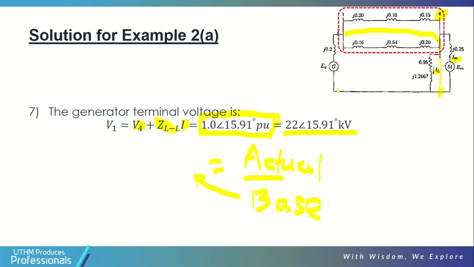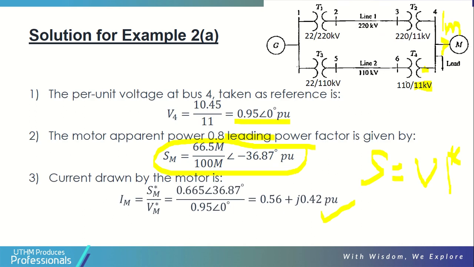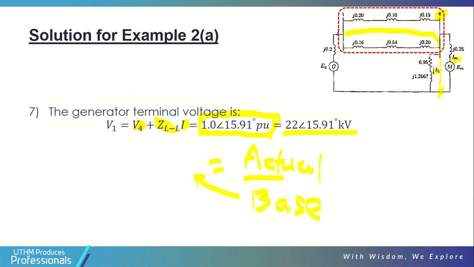In this case, the base value at this point is 22 kilovolt. This is the base value for this point, close to bus 1, equal to 22 kilovolt. That's why at bus 1 we have 22 kilovolt. So the actual value equals the per unit value times V base, which is 22 kilovolt. You multiply the per unit value by the base value and you will get this value.